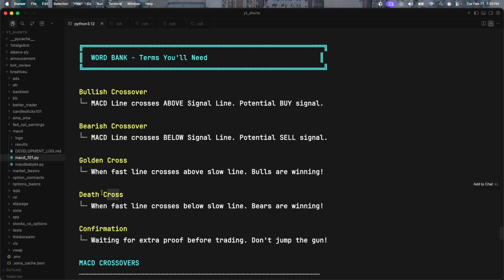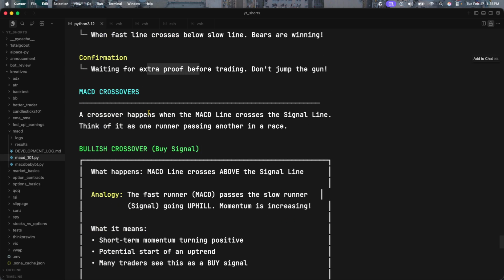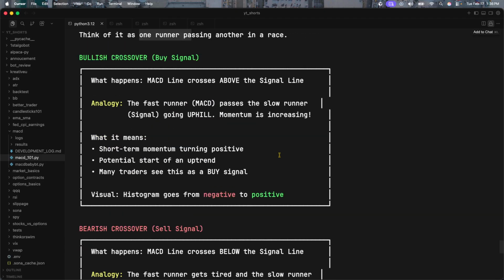The not so golden cross is when the fast line crosses below the slow line. The bears are winning, right? So confirmation, we're going to wait for extra proof before trading. Don't just jump the gun. So a crossover happens when the MACD line crosses the signal line. So think of it as one runner passing another in a race. So a bullish crossover, which ideally can be our buy signal. We can have a buy signal with a bearish crossover too, but it all depends on your particular strategy, right? And you're going to see once we actually get into our strat.